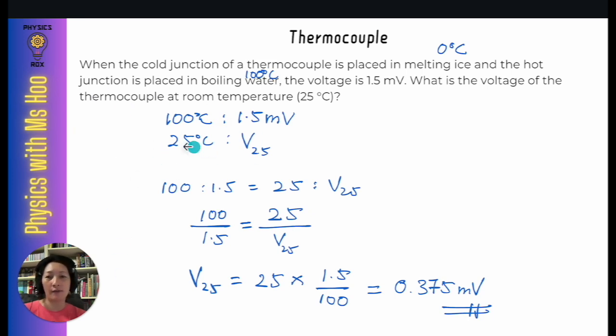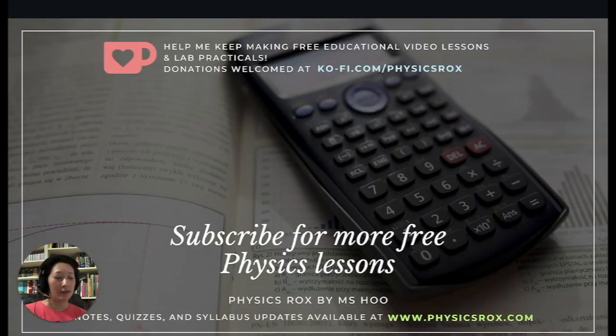And again, if you ever just want to verify, could this number be correct? Let's look at the known values. So V25 is the voltage at 25, and 25 is less than 100 degrees Celsius. In fact, it's a quarter of 100 degrees Celsius. So that means V25 should be less than 1.5 millivolt, or in other words, a quarter of 1.5. So if we were to look at this number, yes, this number is less than 1.5. In fact, it is exactly equal to a quarter of 1.5 millivolt. So most likely this value is correct. And that's how we solve questions for uncalibrated thermometers.